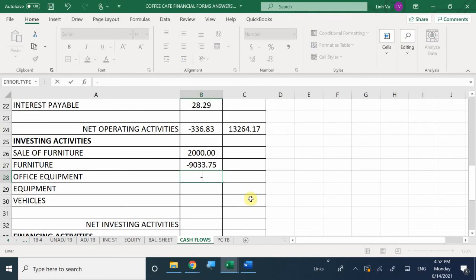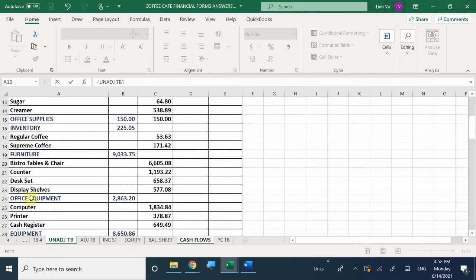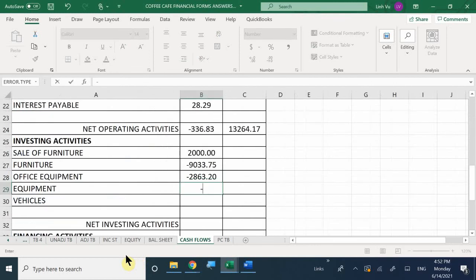So in this case, what was my total office equipment before taking out my depreciation? So in this case, unadjusted trial balance. So my total office equipment: 2863.20. Make sure they're negative because it's money that you've already spent. You spent it in order to invest into the company.